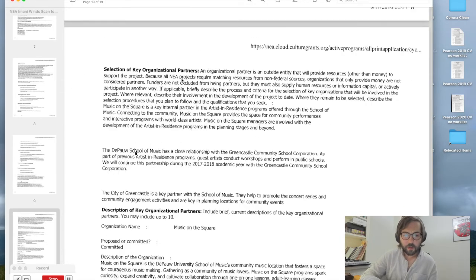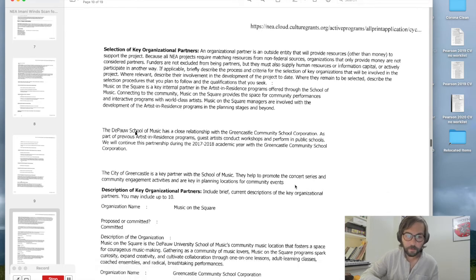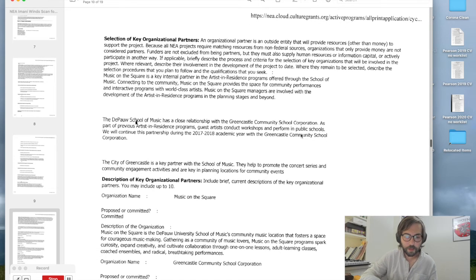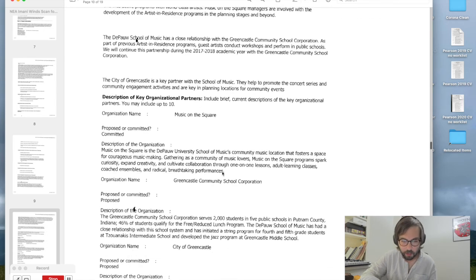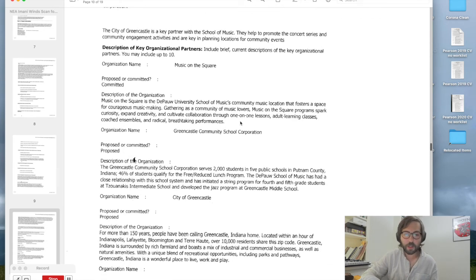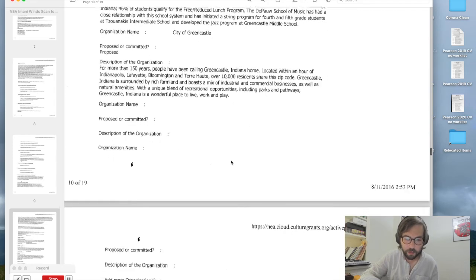Key organizational partners: Music on the Square, Greencastle Community School Corporation. This is a bit more of the who. Who are you working with? And then it's all sort of set out here: Music on the Square, Greencastle Community, City of Greencastle.